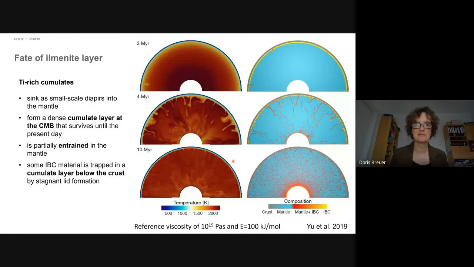And that is the next point here. Part of the IBC is accumulated at the core mantle boundary, and part of it is mixed in the mantle. We have stopped here after 10 million years. You could basically calculate longer, but you end up in a similar situation, where part of the IBC layer is at the core mantle boundary, and part of it is in the mantle. And actually, depending on the viscosity, which we don't know exactly, it would also stick below the crust. So you can have different configurations of where the IBC layer is located.